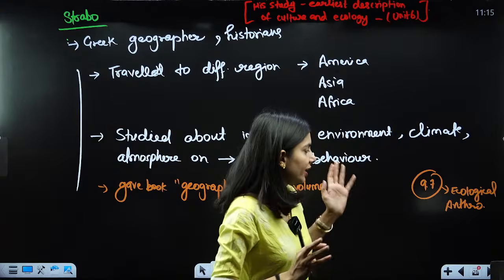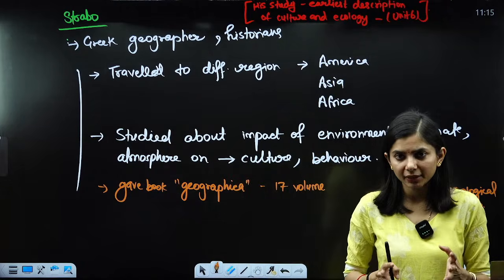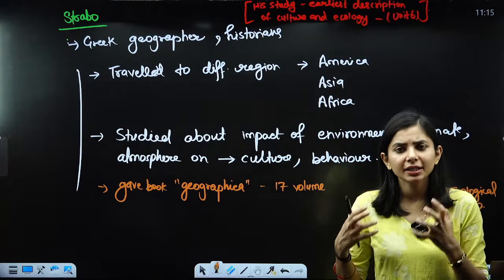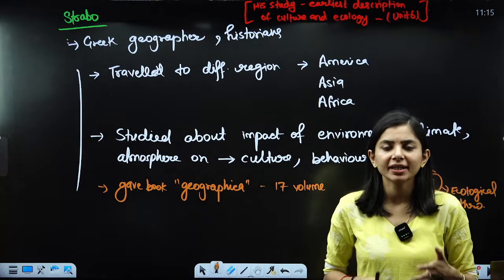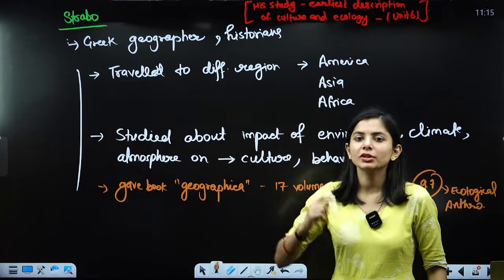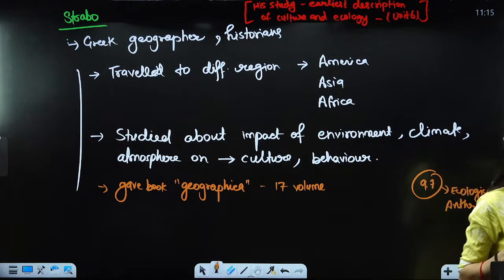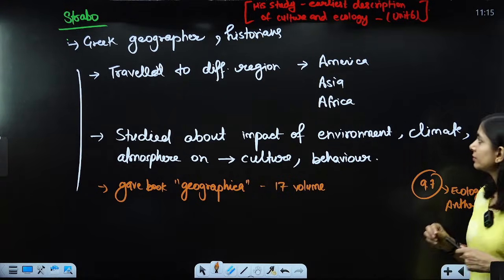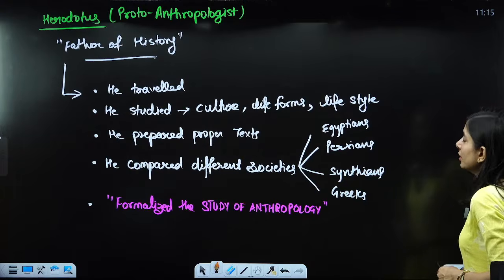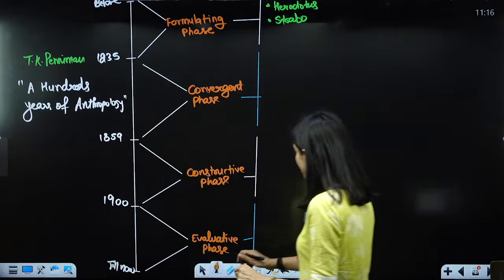So that's what you can understand about Strabo, because he was a geographer. He studied different areas, their culture, their living conditions, and that's what he provided us in terms of a study. So his study was the earliest basis for the formulation of anthropology. Fine. So again you can understand, here we are basically mentioning Strabo.